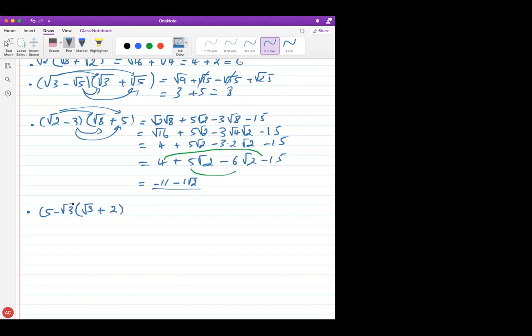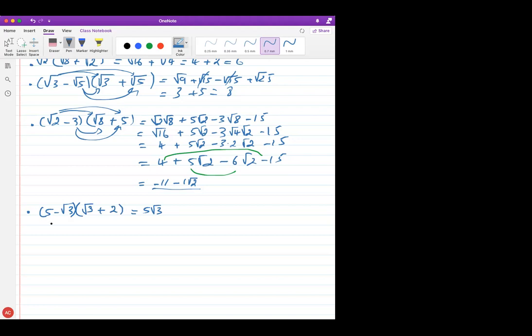All right, here's another multiplication. Again, you just distribute, the same way you distribute algebraic expressions. What's the first multiplication here? 5 and square root of 3. That's right, 5 times radical 3.